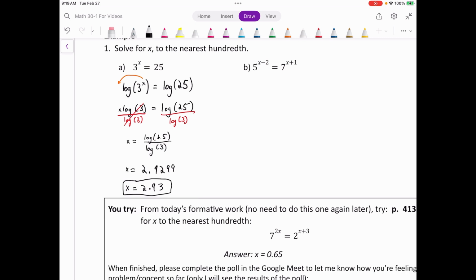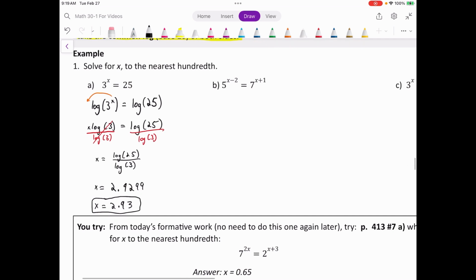Okay, let's try this one out. So a slightly more complicated one, but still similar idea, right? We've got x up in an exponent. We're never going to solve for x while it's up in that exponent, so logs might be helpful here. 5 to the power of x minus 2 equals 7 to the power of x plus 1, right?